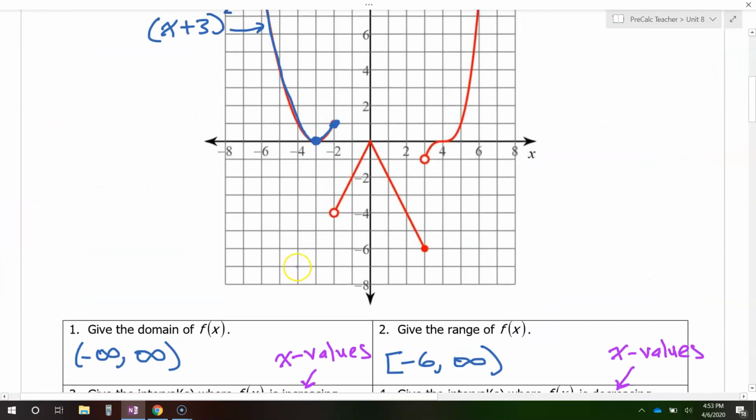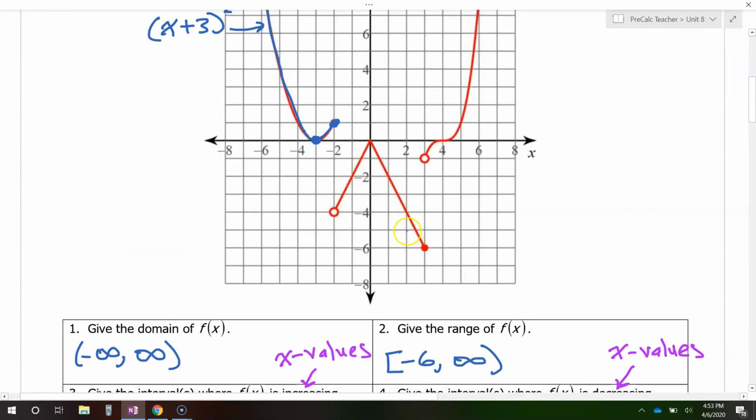All right, now let's move on to this graph down here. I'm going to change colors. So let's look at this portion of the graph right here. The parent function seems to be an absolute value function. So the parent function of this would be like absolute value of x. Now this graph is not the graph of the absolute value of x for 2 reasons. There are 2 transformations that are happening.